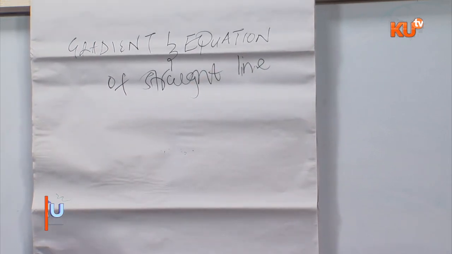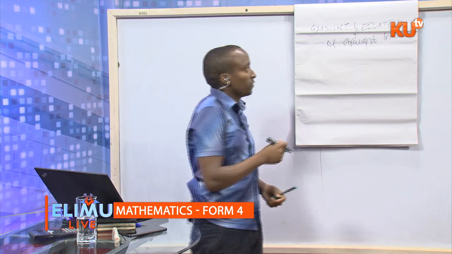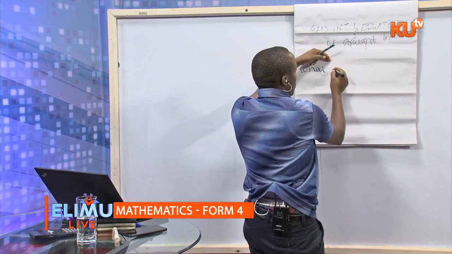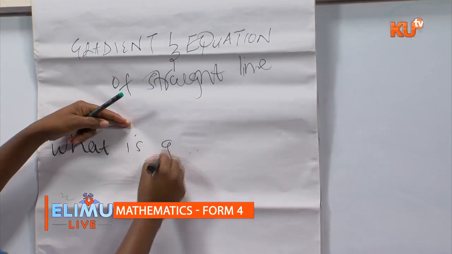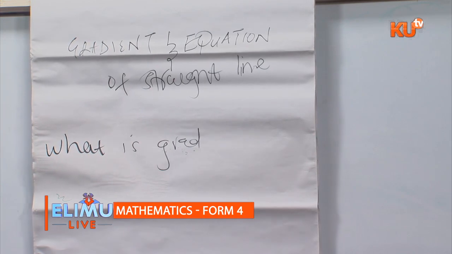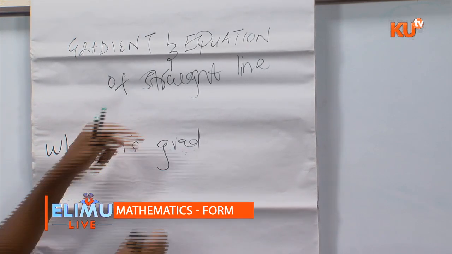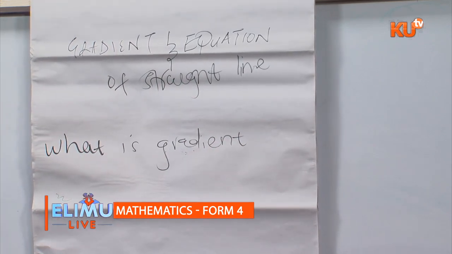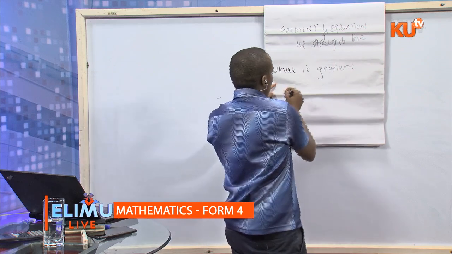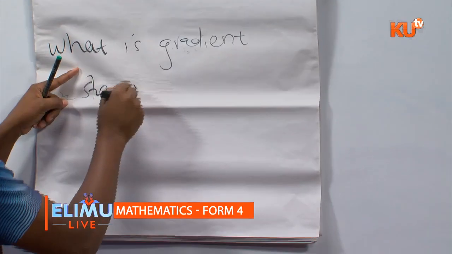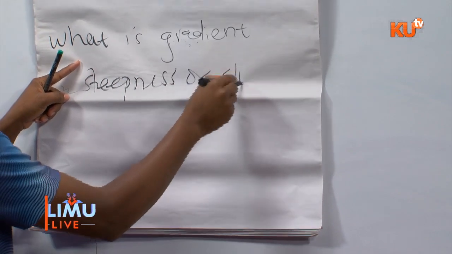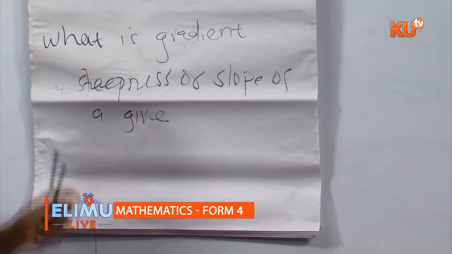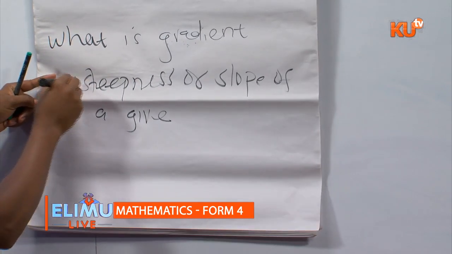About this topic, we have some subtopics that we need to know. One of the key things you have to know at the end of the topic is: what is the gradient? The gradient, according to this topic, is the steepness or the slope of a given area. So that is the key definition of the gradient.